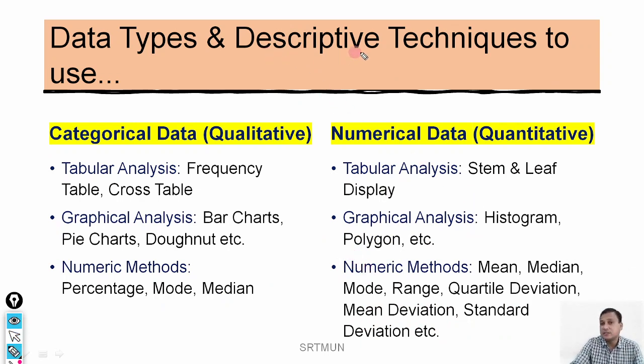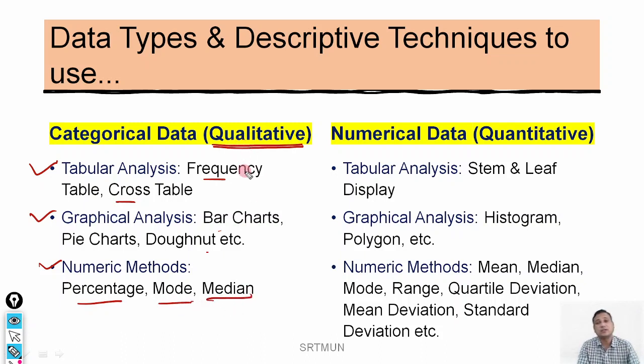We are having different descriptive statistical techniques with us, but if your data is qualitative, you can only go with frequency table or cross table, so far the tabular analysis is concerned. You can go with only bar charts, pie charts and donuts, so far the graphical analysis is concerned. And you can only go with a percentage, mode or a median, so far the qualitative data or the qualitative variable is concerned.